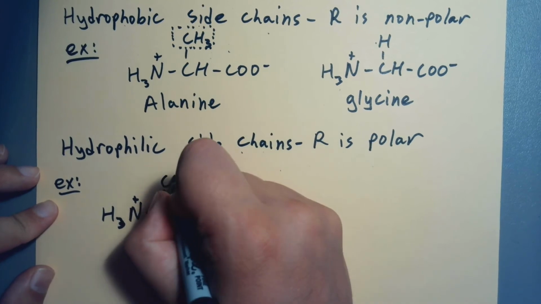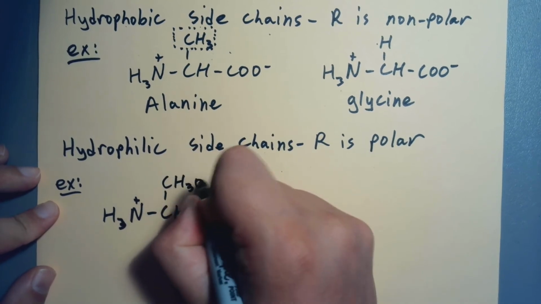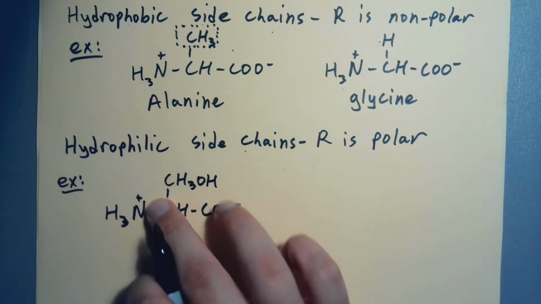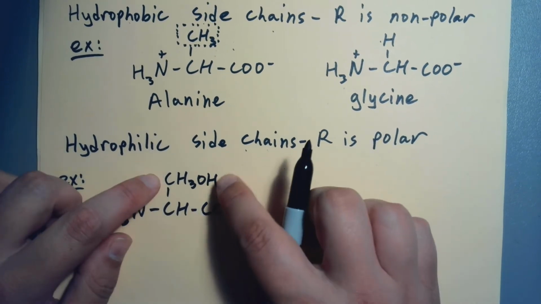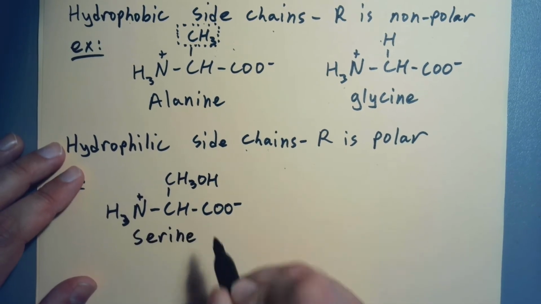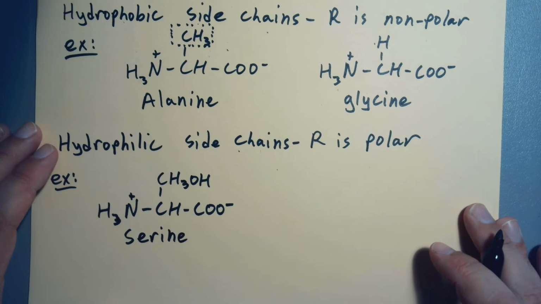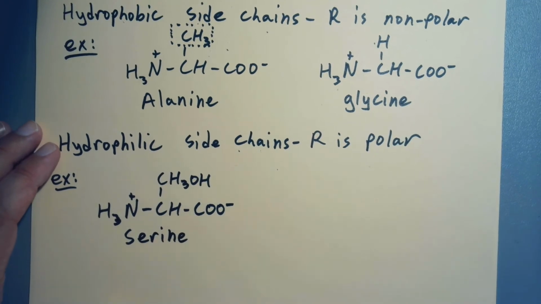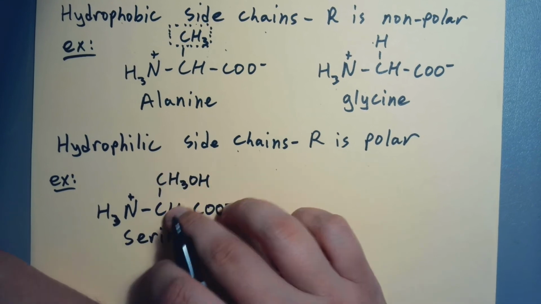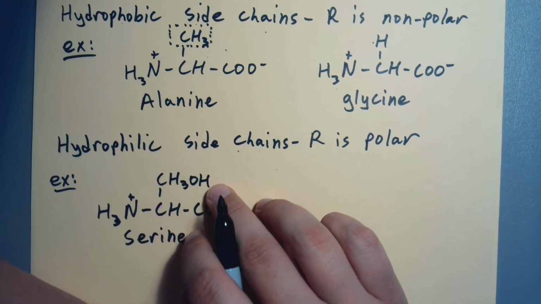And then I'm going to have a CH2OH. So what I have is an alcohol group. I have a carbon with an alcohol group. That's going to make this polar. And you don't have to memorize the name, but I like to write the names. This is serine. Serine, introduce yourself to everyone. Okay, so we've got a side chain with some alcohol here.